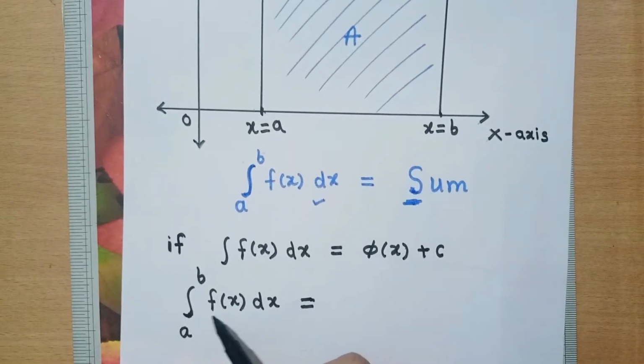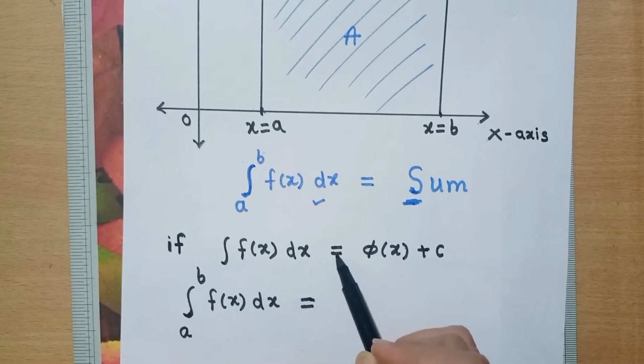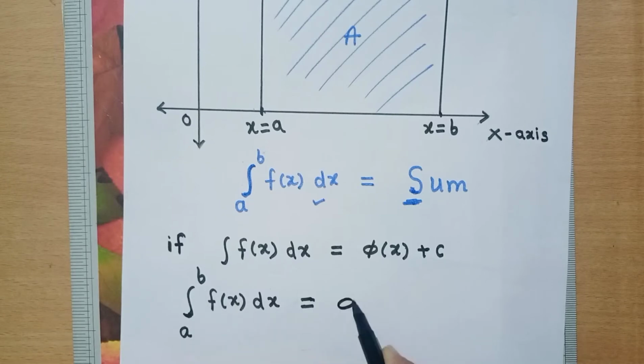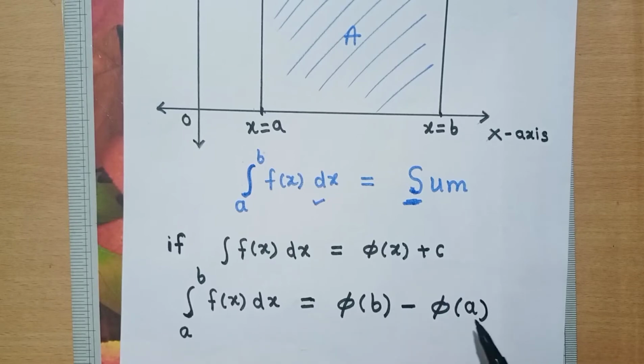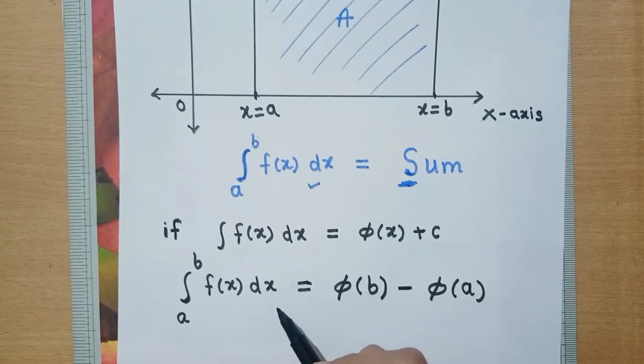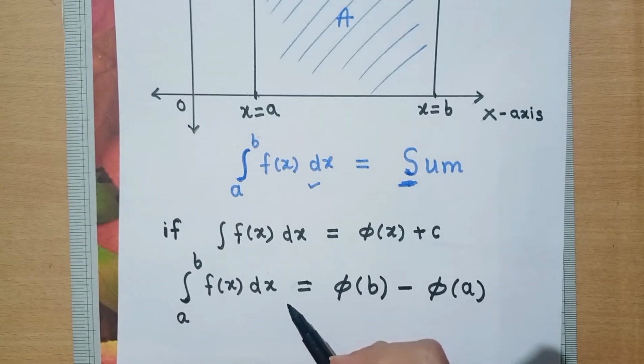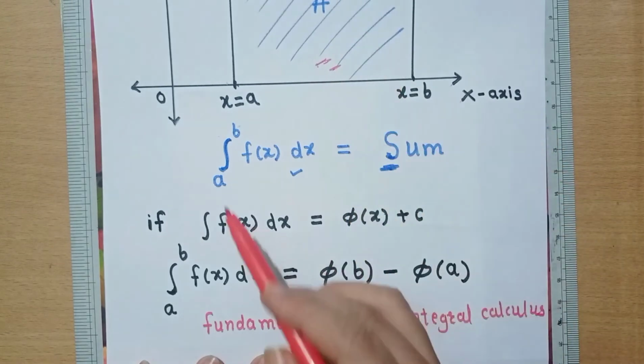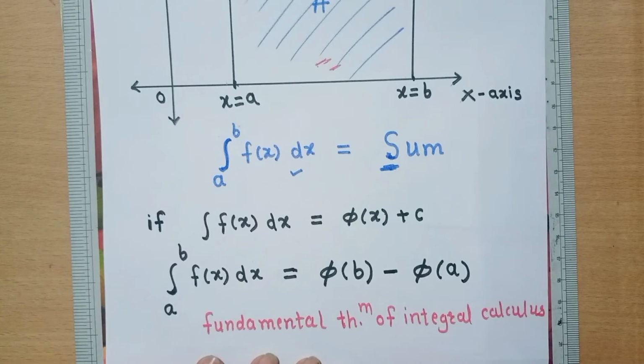Another definition of definite integration we have studied in the previous chapter. If integration f(x) dx is equal to phi of x plus c, then integration of f(x) dx from a to b is equal to phi of b minus phi of a. First we substitute the upper limit in this answer, phi of b, minus, then we substitute the lower limit, phi of a. This is nothing but the fundamental theorem of integral calculus. So in this chapter we are going to find the area under the curve by using this definite integral.